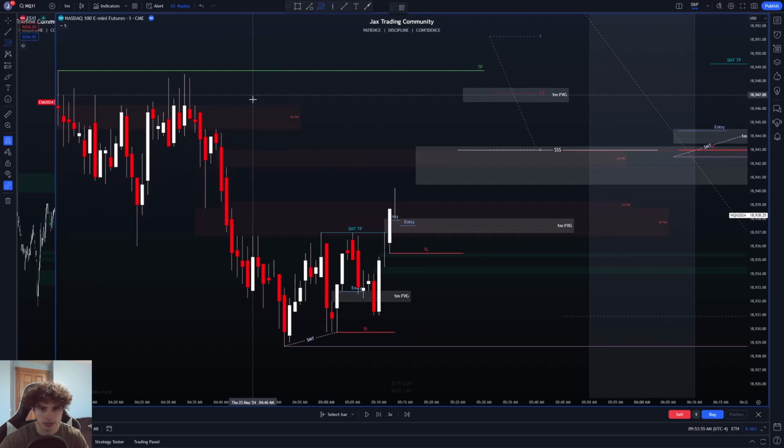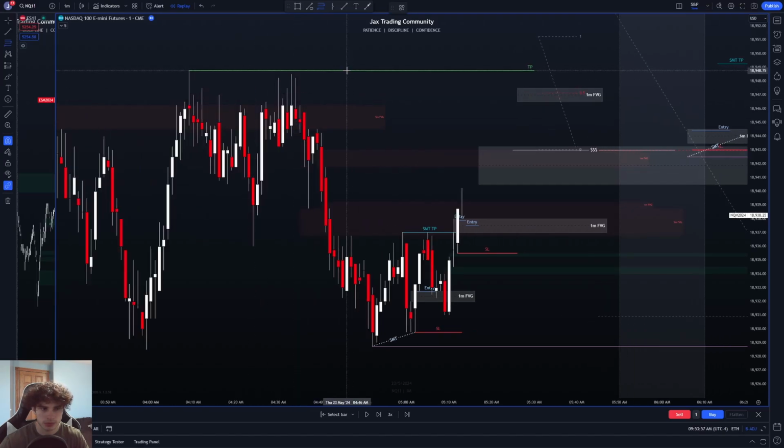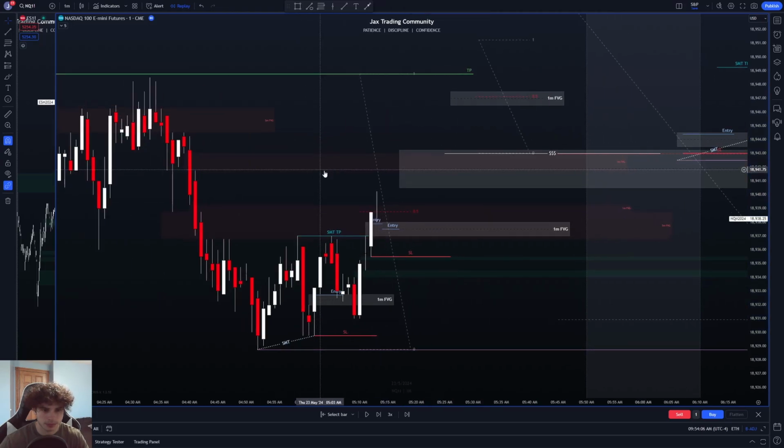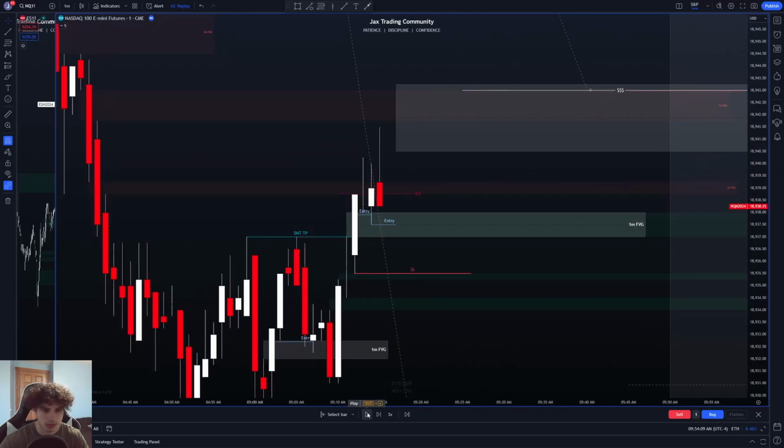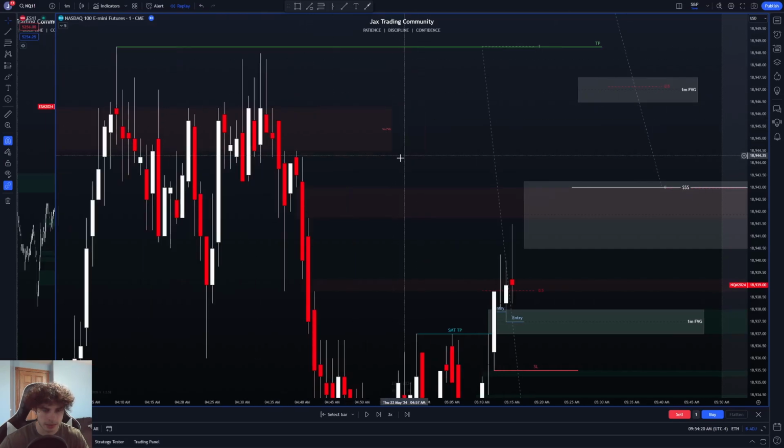If we mark discount of this range right here, this could be another possible TP at discount of this range. You could also put another entry right here. And so we have another fair value gap here. You could put an entry right here to target up at this high.